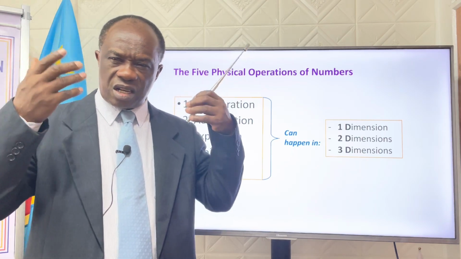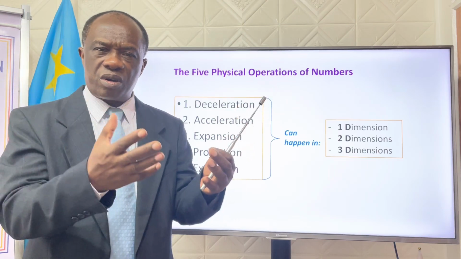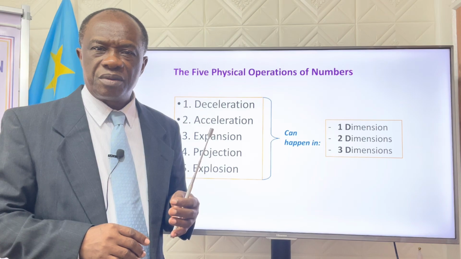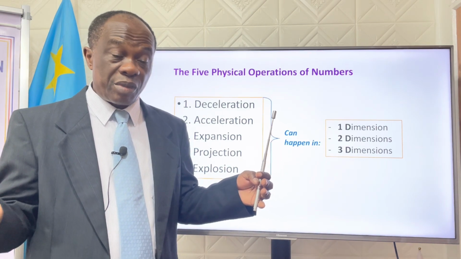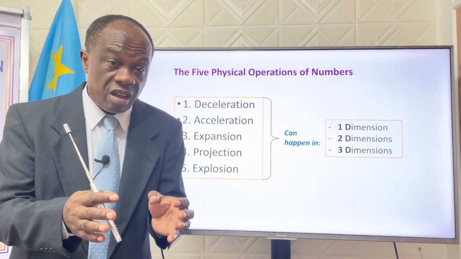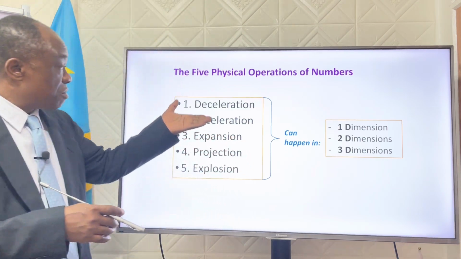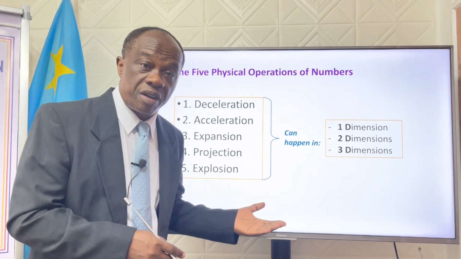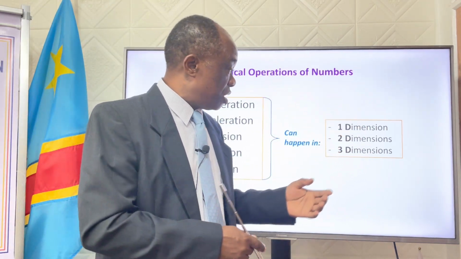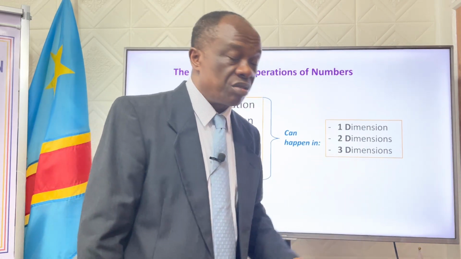These are things that you don't have an idea about, because how can a number really be exploded, for example? How are we going to do that? But it is very simple, because numbers have a structure, and this structure will allow us to make all these operations work. So in these operations, we can do it in 1 dimension, 2 dimensions, or 3 dimensions.